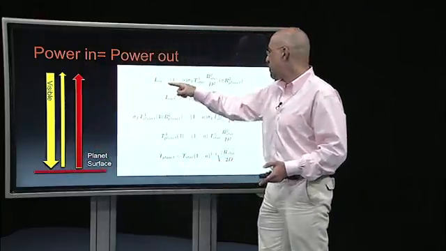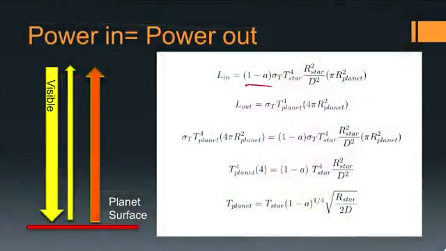Well, here's the power flowing in. There's our reflectivity term, the star's temperature, its size, its distance, and the radius of the planet. Here's the energy flowing out. We're going to equate this with this. That's what we do right here.